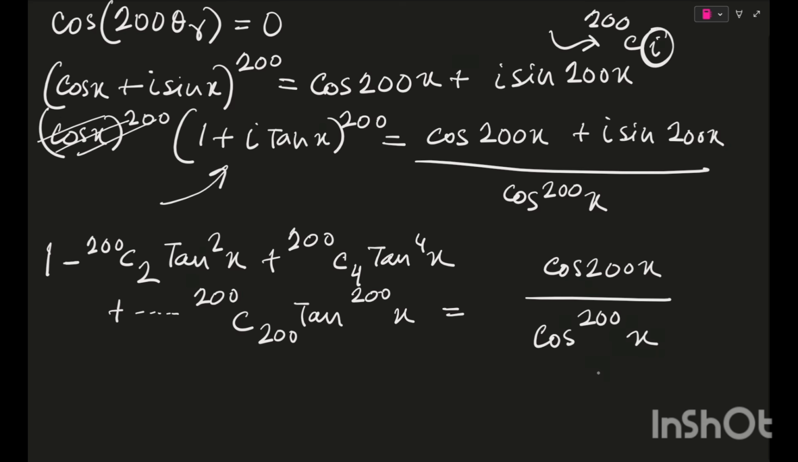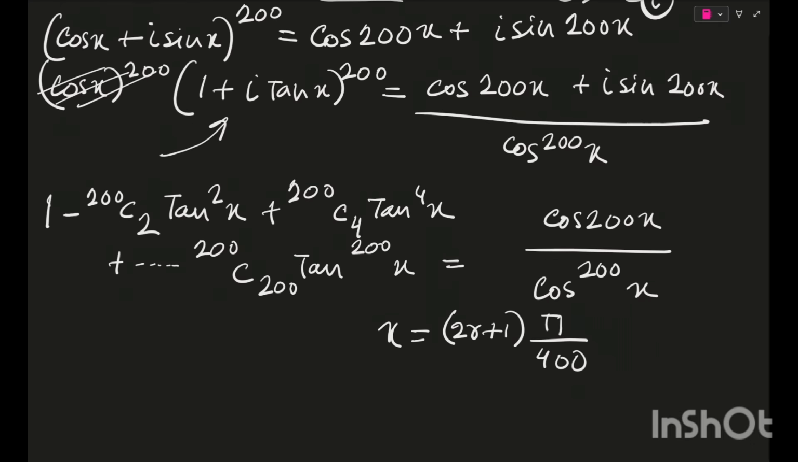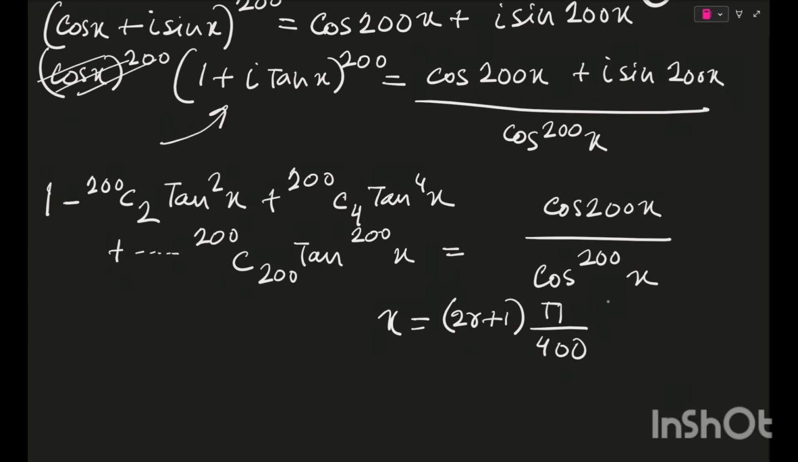Okay, so first thing, let's identify for what this RHS of the equation will be 0. Very simply, I guess everybody can understand because we had already proved that here. It will be 0 for x equal to (2r plus 1) times pi by 400, right? And r is obviously 0, 1, 2 up till 99. This is also to be noted.